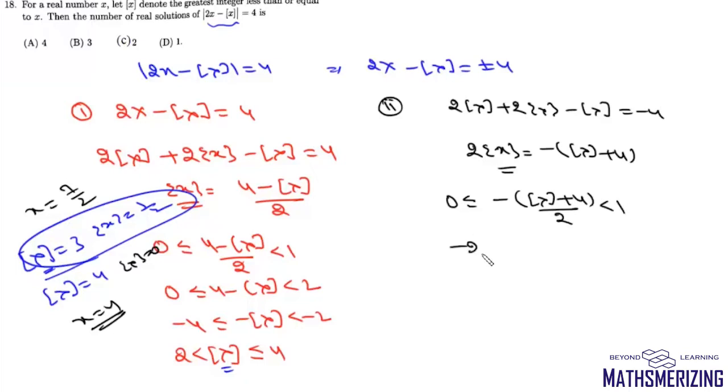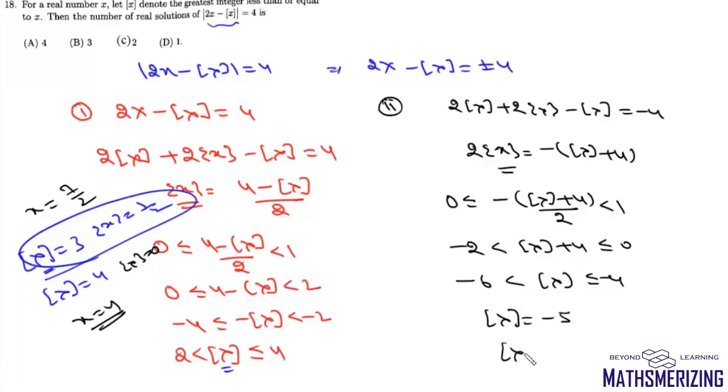So we can write minus 2 is less than greatest integer function of x plus 4 is less than or equal to 0. So here we get minus 6 is less than greatest integer function of x is less than or equal to minus 4. So the two values of greatest integer function of x possible are minus 4 and minus 5. So we get 2 solutions here and 2 solutions here. So the total number of solutions to this equation is 4, and that's your option number A.